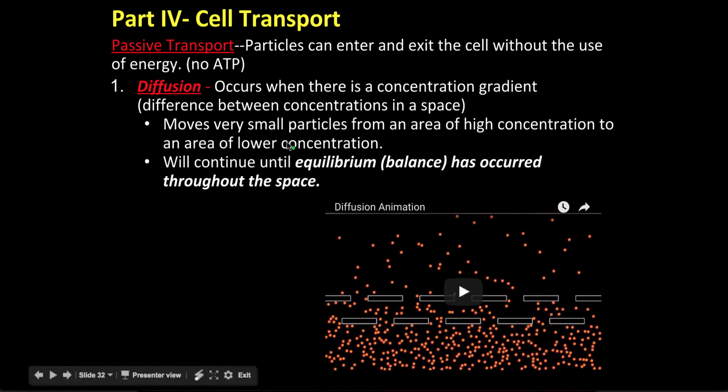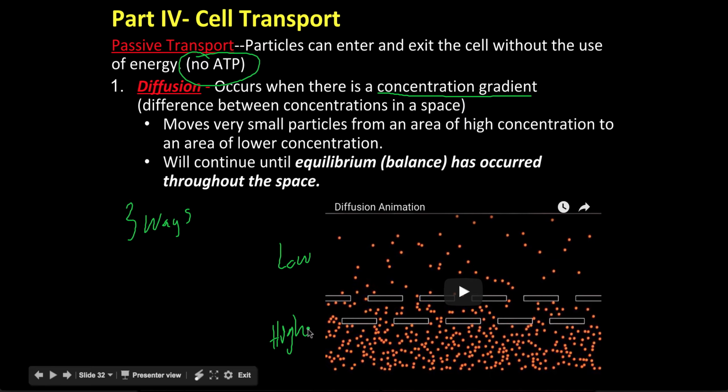Passive simply means that there's no ATP used in the process of moving particles or molecules in and out of the cell. We have three ways that this happens. So the three ways are going to be diffusion, facilitated diffusion, and osmosis. So we'll start with diffusion and talk about this. There's a concentration gradient, which simply means that there's an area of high concentration and an area of low concentration.